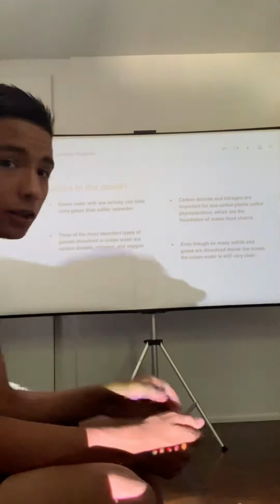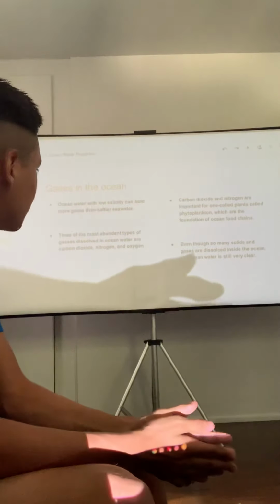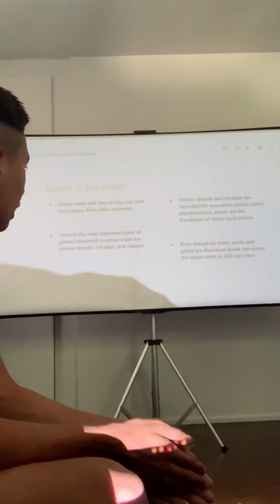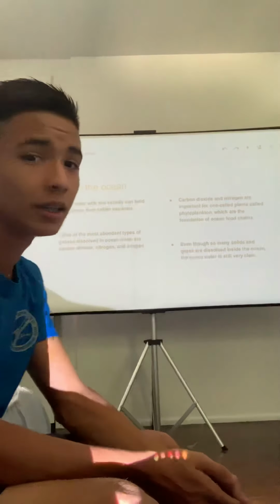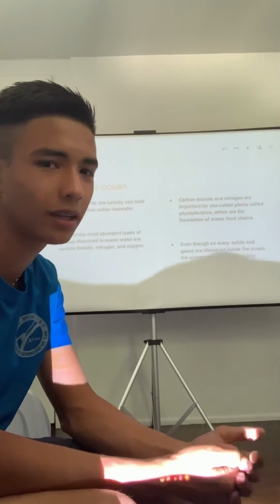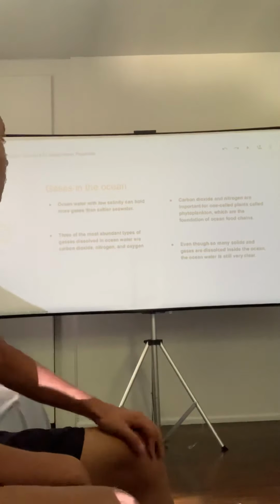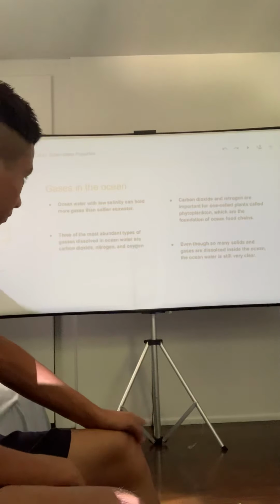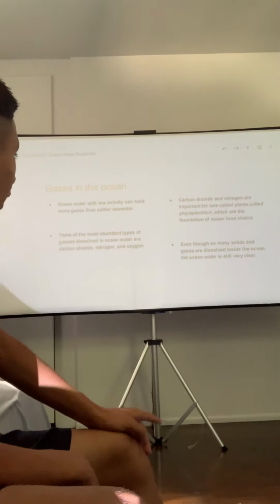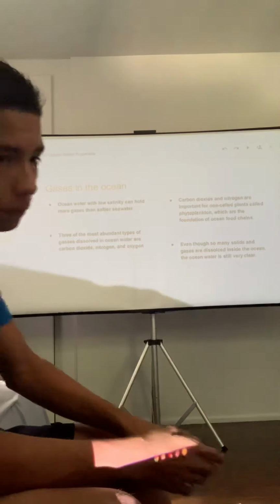So three of the most important, abundant types of gases are carbon dioxide, nitrogen, and oxygen. These are like the chemical components that are inside the ocean, and I'll get to more of that. Carbon dioxide and nitrogen are important for one-celled plants called phytoplankton, which are the foundations of ocean food chains.